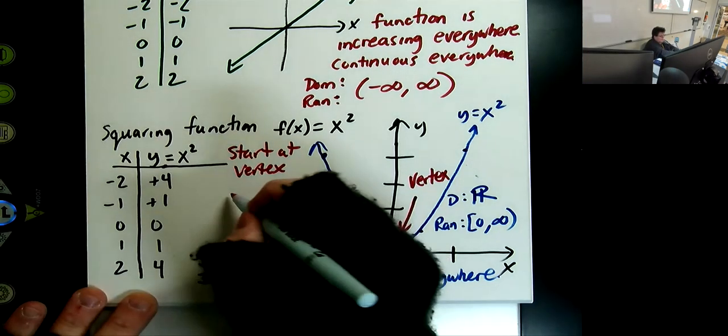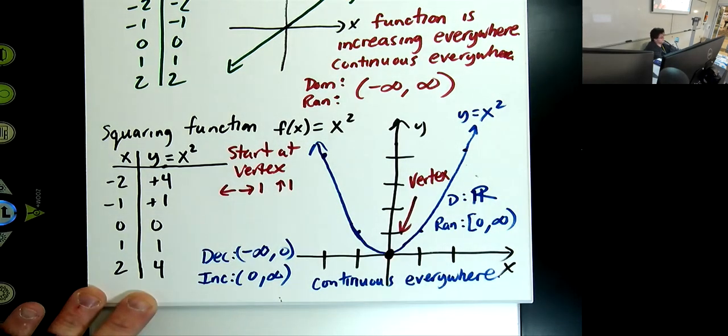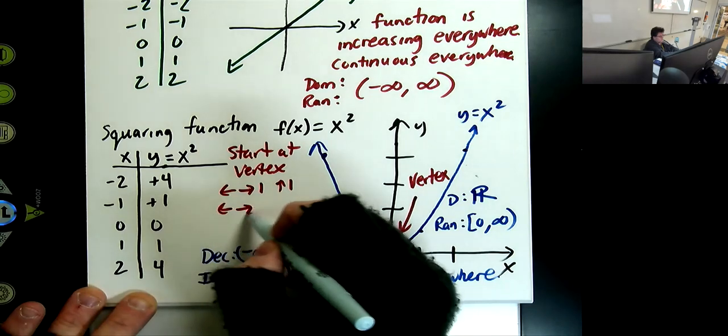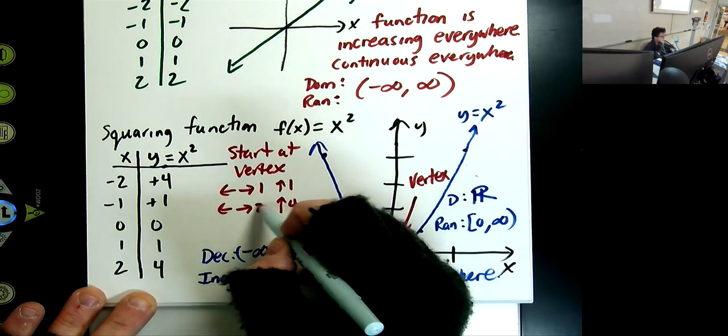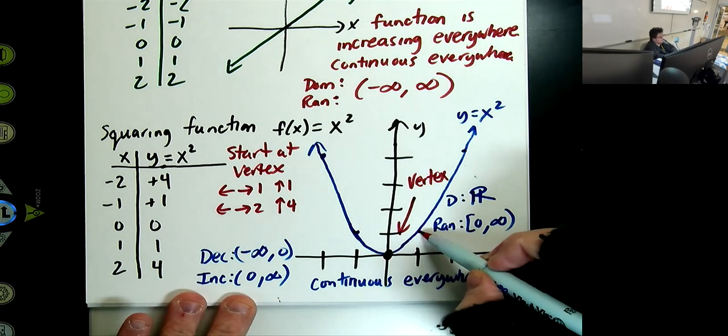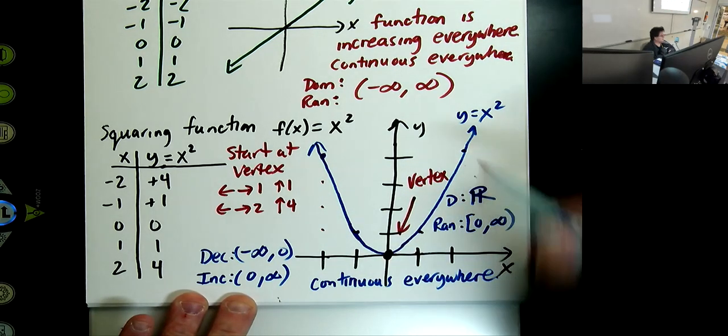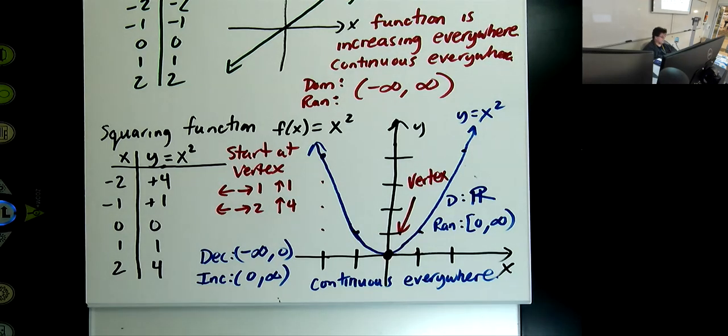If you go left or right 1, you go up 1. And if you go left or right 2, you go up 4. So left 1, up 1, right 1, up 1, left 2, up 4, right 2, up 4. And that's going to be true even when we do 2.7 and we start moving the graph around. That 1, 1, 2, 4 follows through.